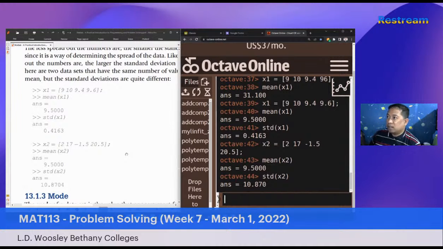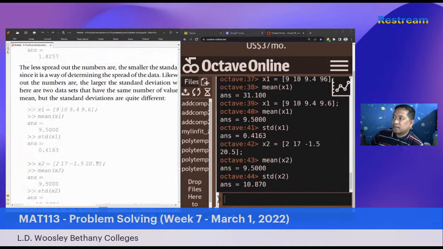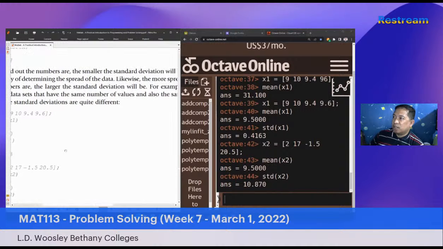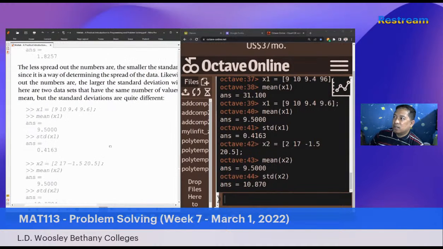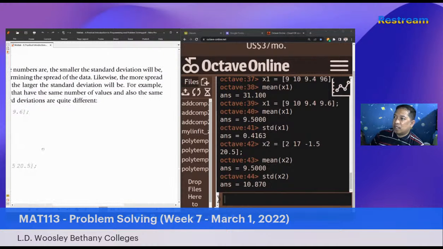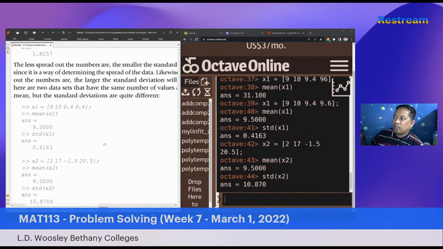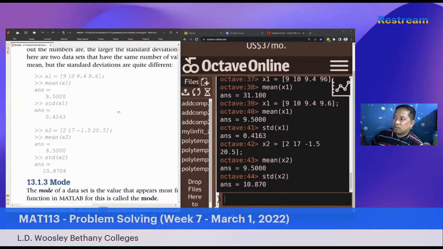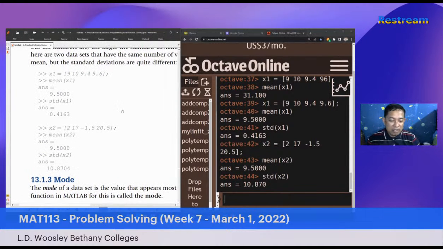Kaya iba-iba rin yung interpretation dito, not necessarily the mean. The less spread the numbers are, the smaller the standard deviation will be, since it's a way of determining the spread of the data. Likewise, the more spread out the numbers are, the larger the standard deviation. So, yan yung makikita natin. Having the same mean does not mean you will automatically have the same standard deviation, unless it will be modeled upon a normal curve. Pero not all the time would data be normal in its distribution.